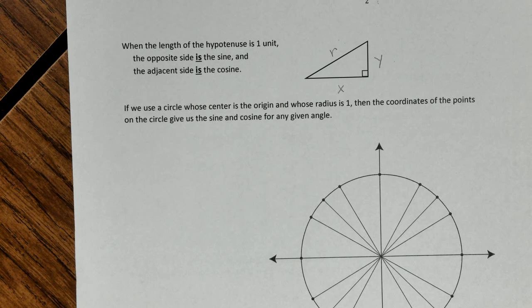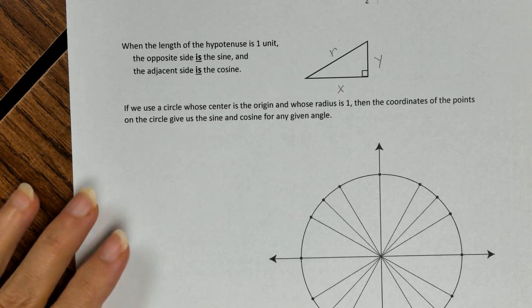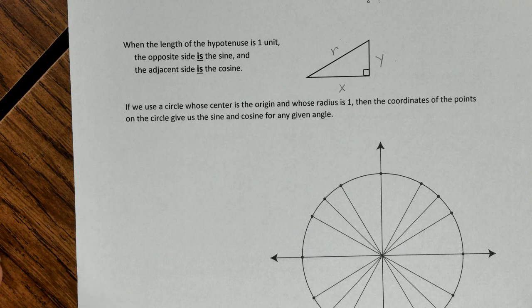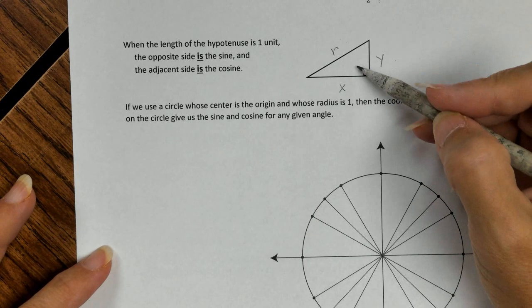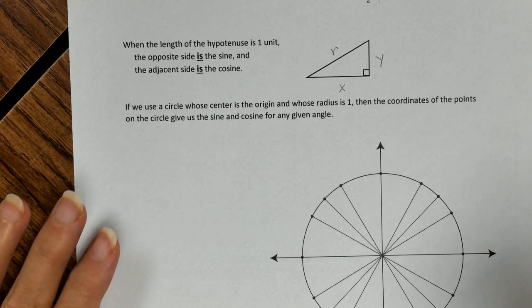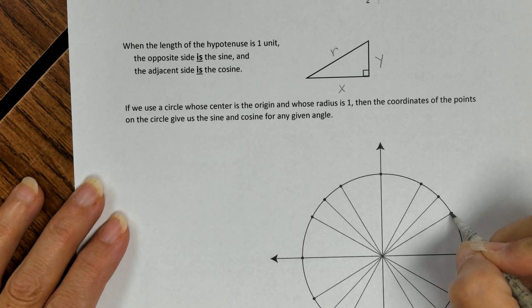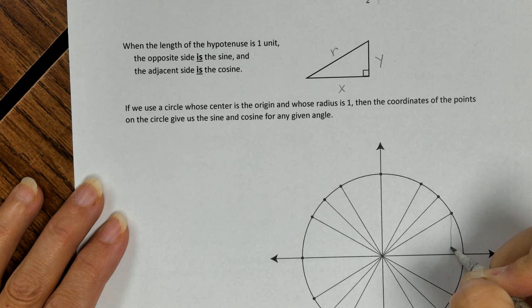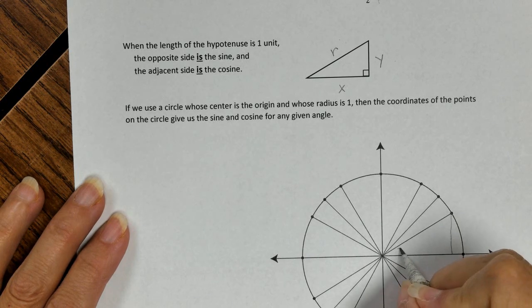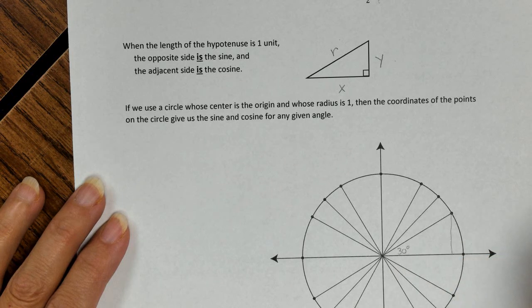Okay, here's where triangles and circles are coming together. If we use a circle whose center is the origin, 0, 0, and whose radius is 1, like we were just talking about up here with the hypotenuse being 1, then the coordinates of the points on the circle give us the sine and cosine for any given angle. Okay, so I'm going to just lightly, okay, here's my perpendicular, there's my right triangle. This is 30 degrees.